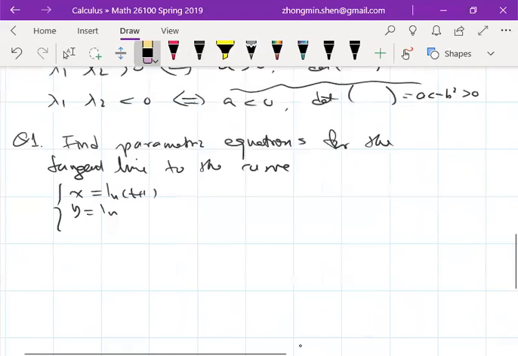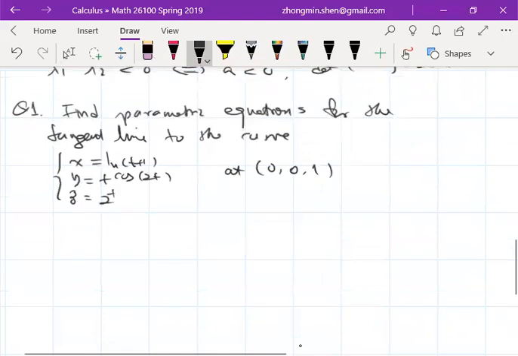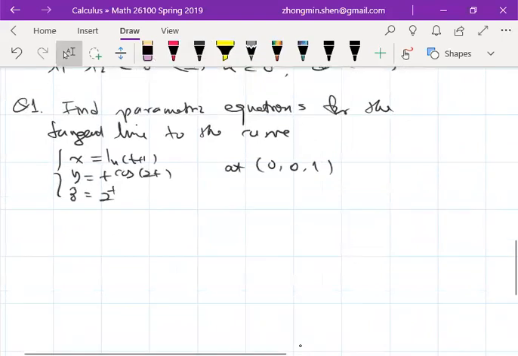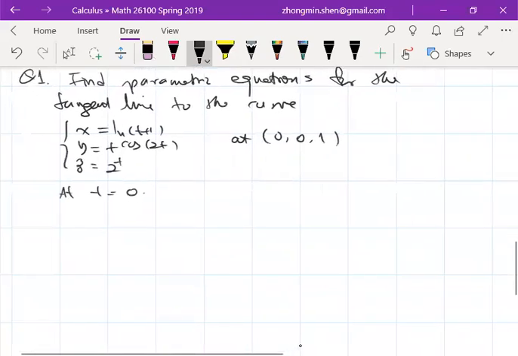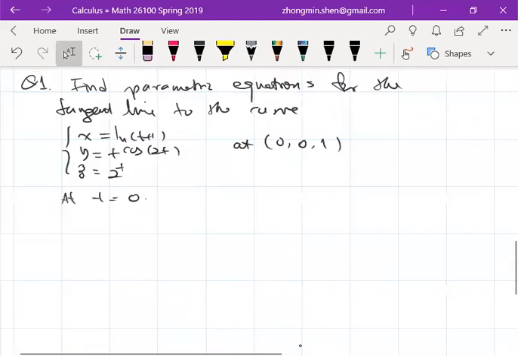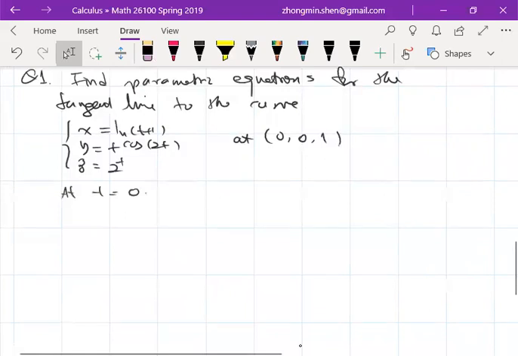Now at the point (0, 0, 1). At that particular point, you have to figure out the value of t, but that can be seen easily from those functions. So this is going to be at t equals 0. When t equals 0, there's a curve that passes through that point (0, 0, 1).